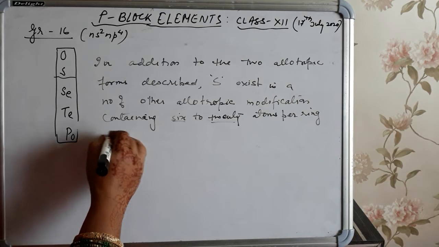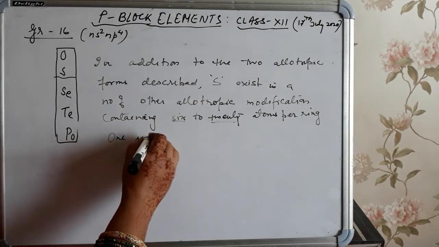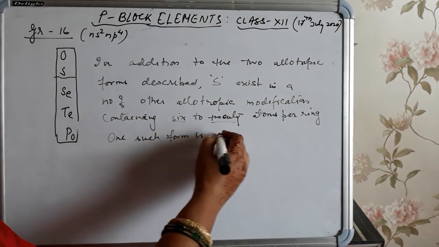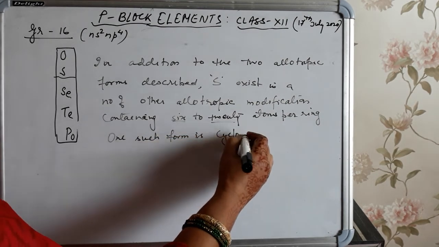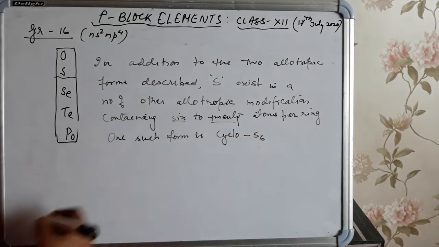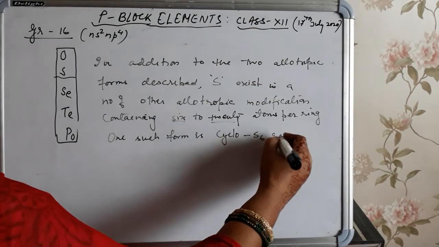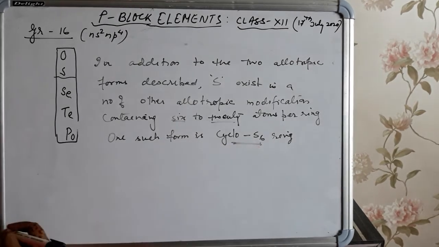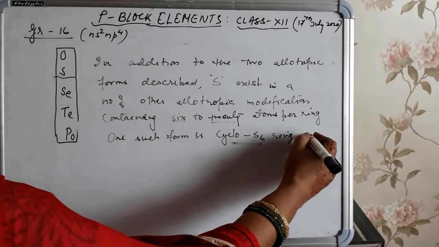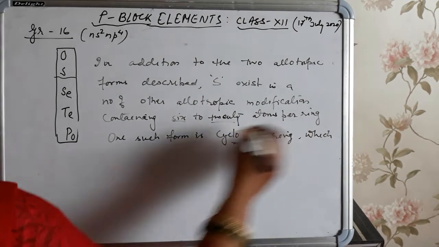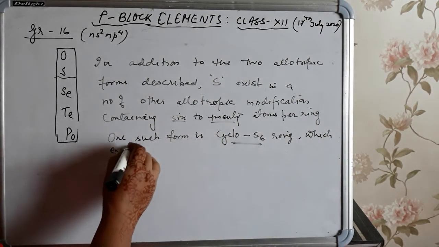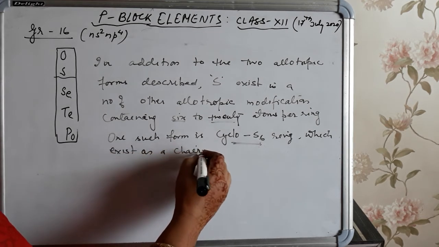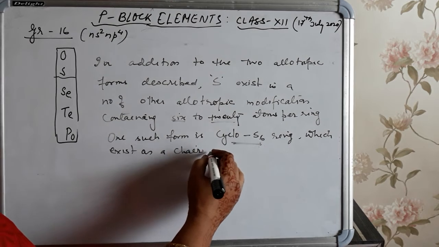One such form is the cyclo-S6 ring, which exists as a chair form.